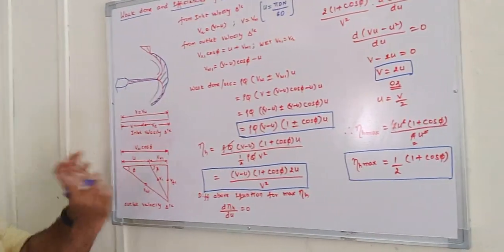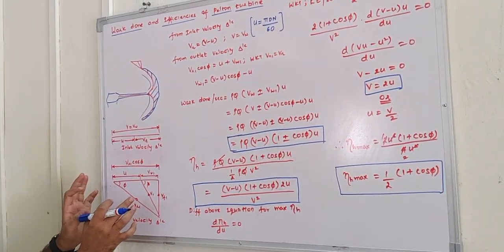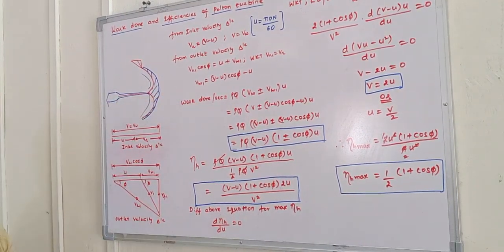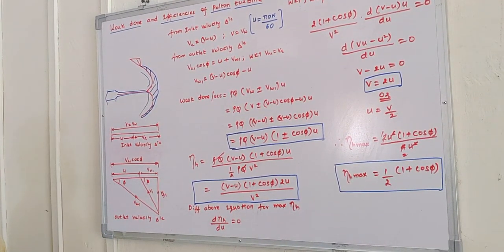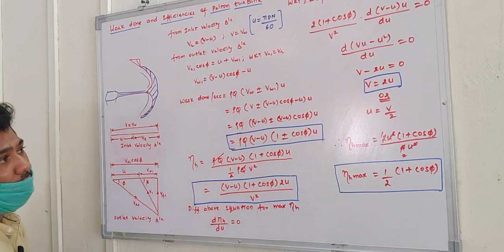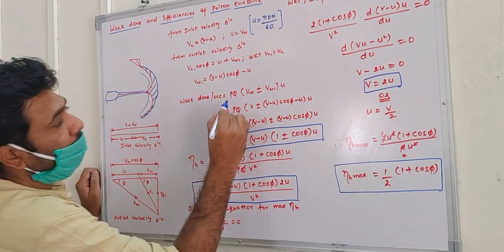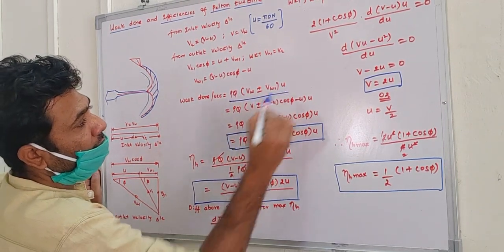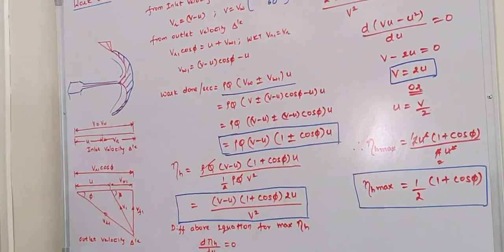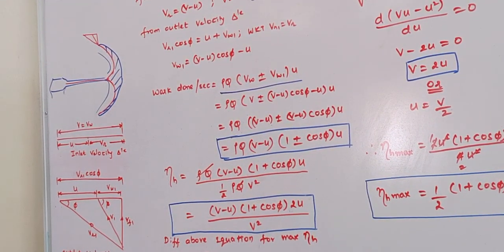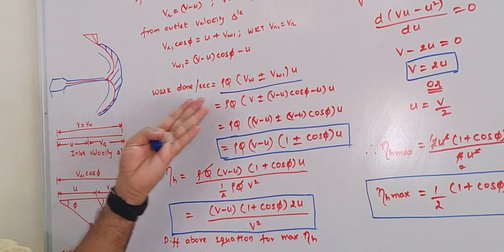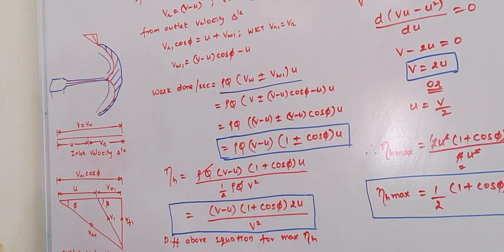From understanding this inlet velocity triangle and outlet velocity triangle, we will try to describe what our work done per second is. So we already knew the equation for work done per second. What is that equation? Rho Q into (Vw plus or minus Vw1) into u. This is the equation for work done per second for any given condition, right?